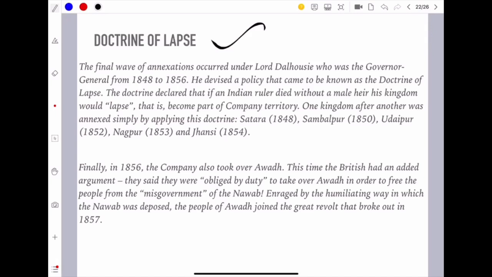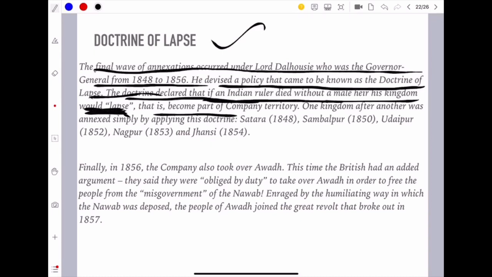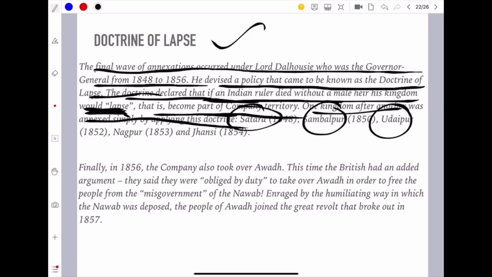Doctrine of Lapse. The final wave of annexations occurred under Lord Dalhousie, who was the governor general at this time. He devised a policy that came to be known as the Doctrine of Lapse. It declared that if an Indian ruler died without a male heir, his kingdom would lapse, that is, become part of the company's territory. Kingdoms annexed by applying the doctrine were Satara, Sambalpur, Udaipur, Nagpur and Jhansi.